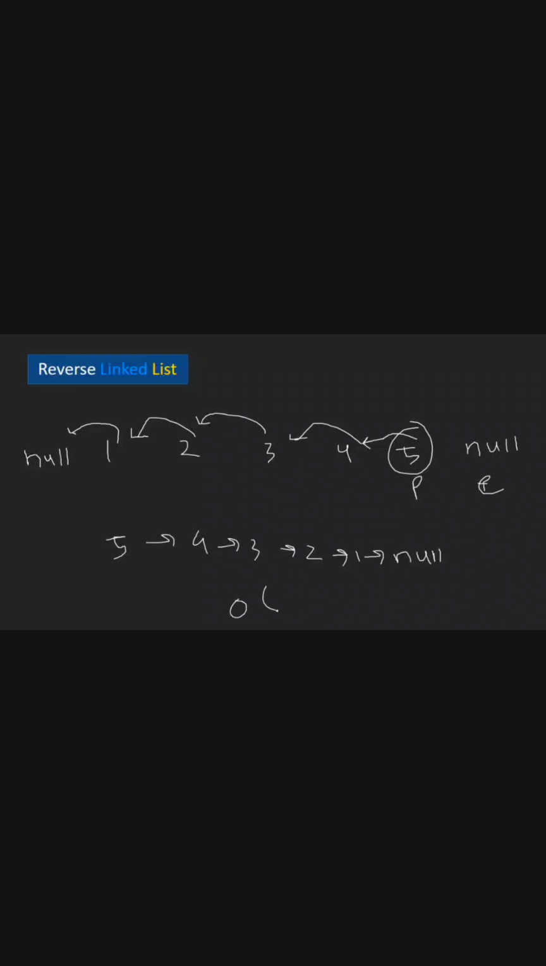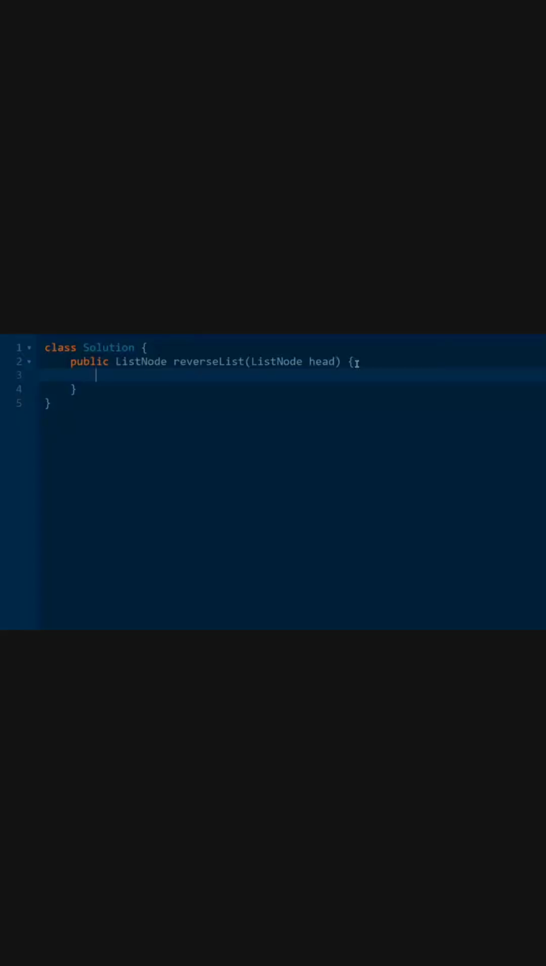This algorithm will take O(n) time complexity. We have to traverse every single node once, and it will take O(1) space complexity because we are using 3 variables, prep, current, and temp. This is our iterative approach. Now let's implement this algorithm.